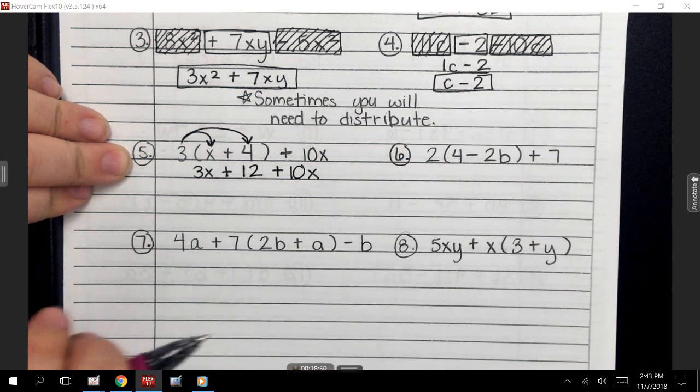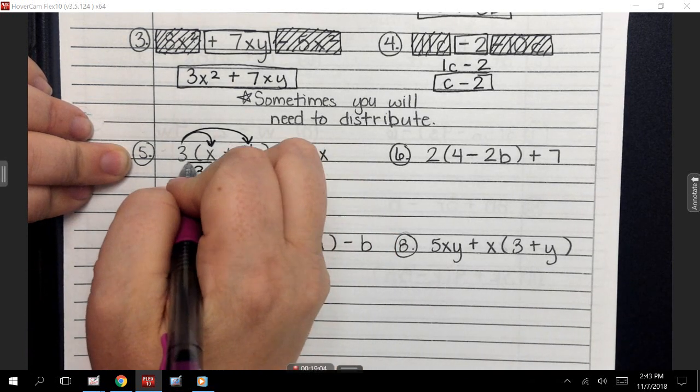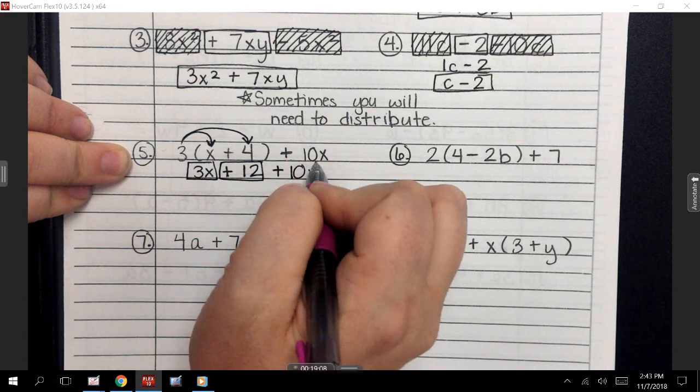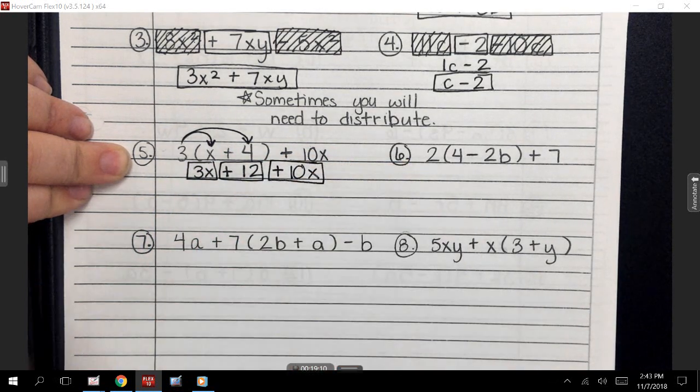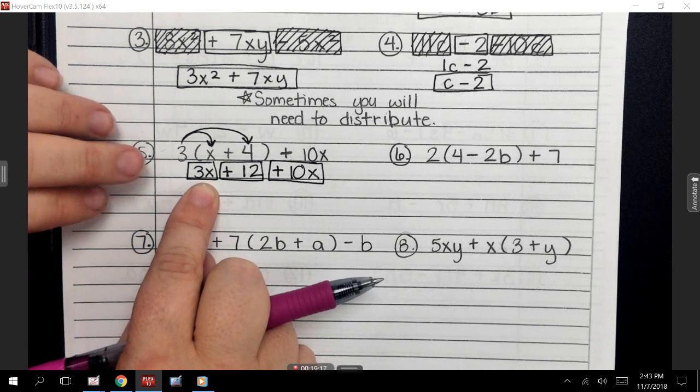Now I'm going to do what I was doing before. I'm going to box them off and put together what matches. So I'm going to box my 3x. I'm going to box my plus 12. And I'm going to box plus 10x. So let's start with my 3x. What's going to match? Is there anything that matches with that?